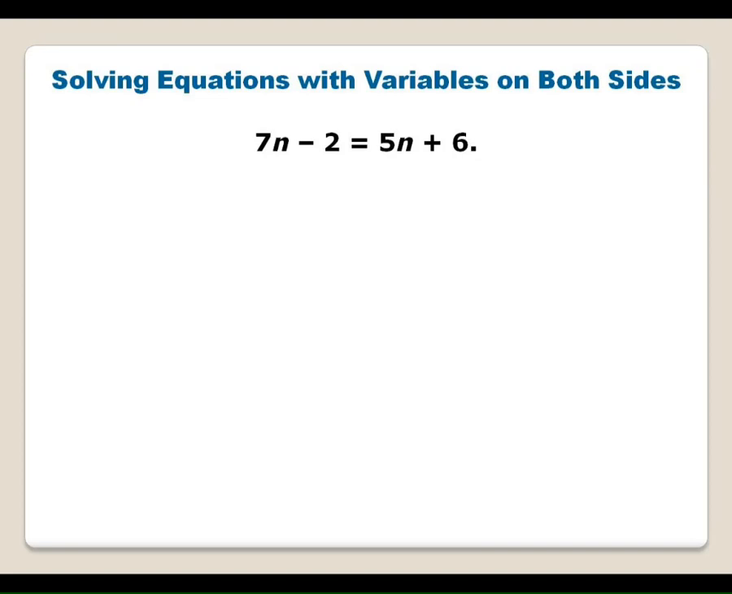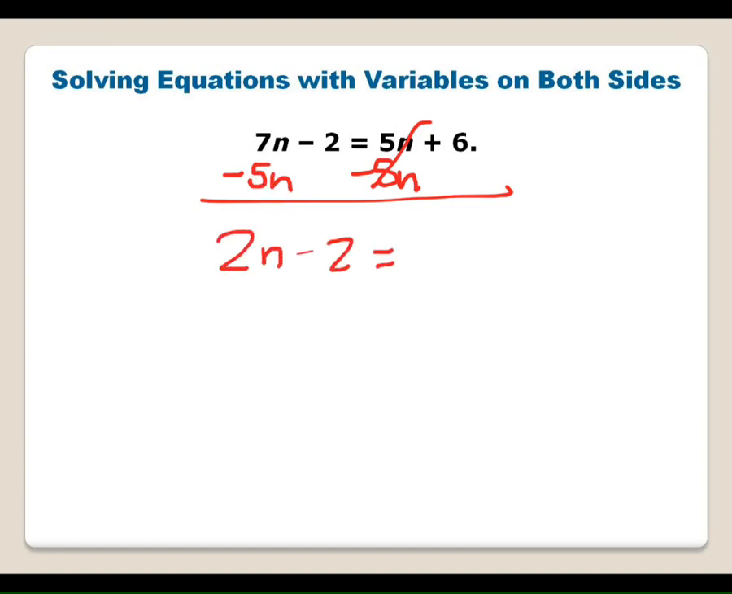So I would like to try and keep them positive, because it doesn't matter which side the n goes on. So let's say if I want to move this 5n over, since it's a positive, I'm just going to subtract it from both sides. So I subtract 5n there, I subtract 5n there. That goes away. If I have 7n's, I take away 5n's, I'm left with 2n's. Minus 2 equals 6. Now it becomes an equation just like you guys were solving.